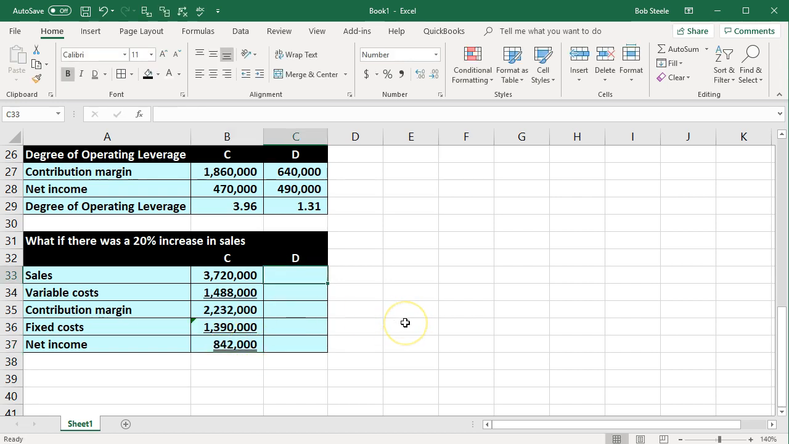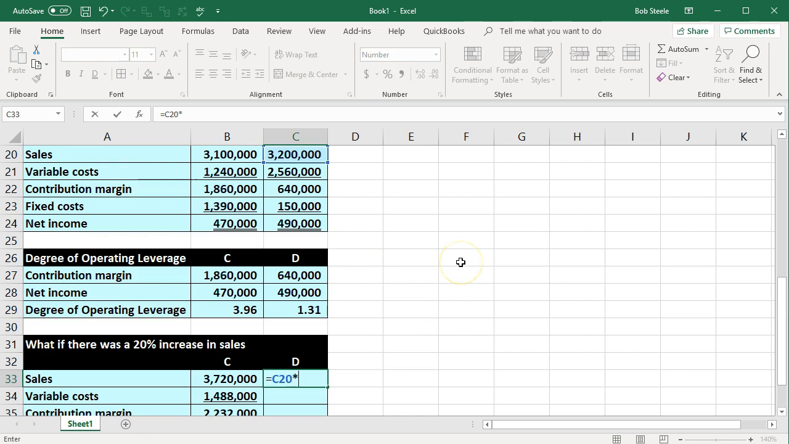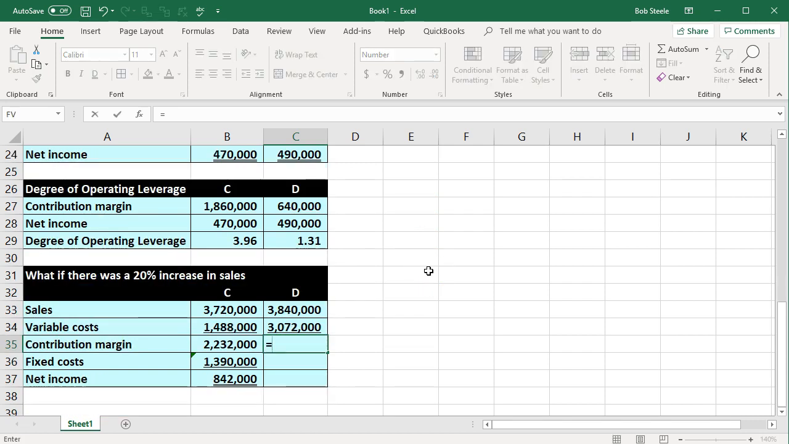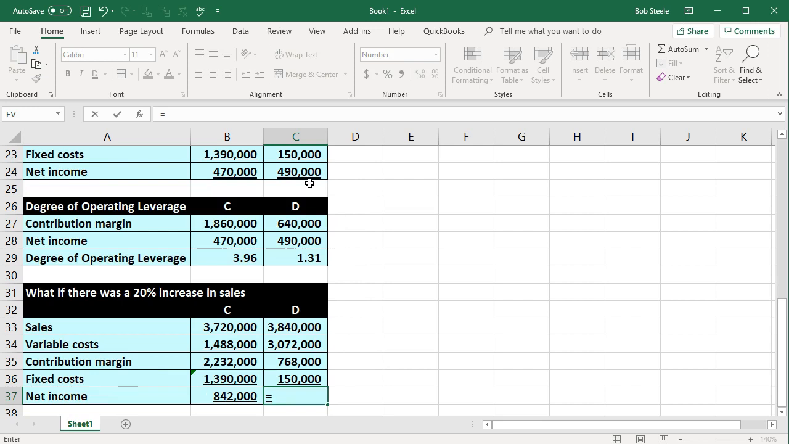So now let's do the same thing for company D. We're going to say this equals the sales times 1.2, 120%. That gives us 3,840,000. Then variable costs equal the 2,560,000 times 1.2, or 3,072,000. Contribution margin then is the sales minus the variable costs. And then the fixed costs will remain the same. And then the net income is the contribution margin minus the fixed costs.